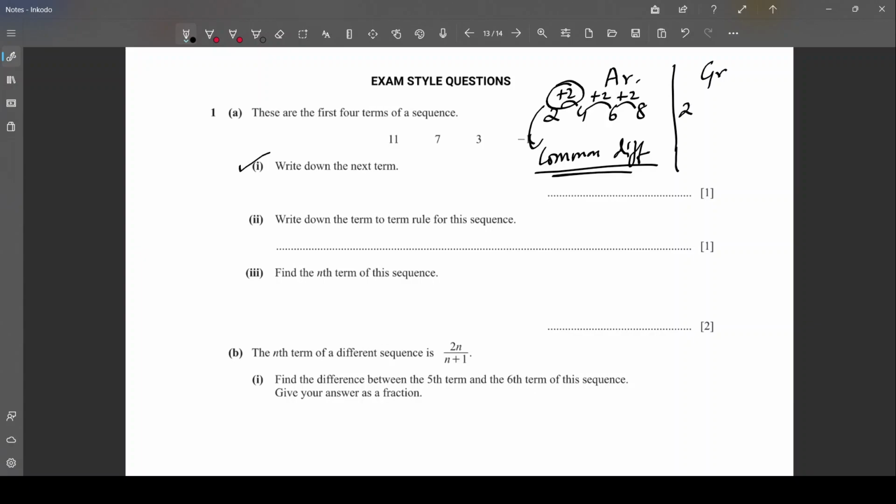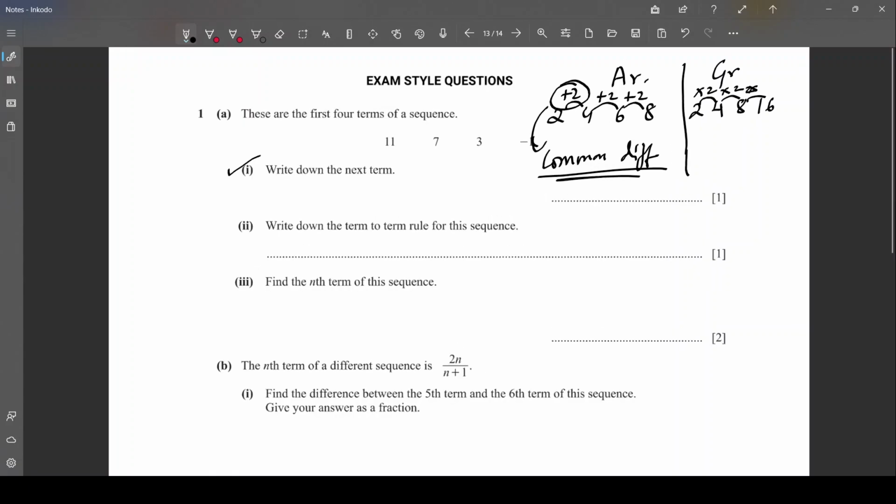Let's say the multiplication is there. Let's say it's 2, 4, 8, 16. You can see the sequence follows multiplication of 2. So instead of calling this common difference, we'll be calling it common ratio. And it can also be division. Here this can be either subtraction or addition. Here it can be either multiplication or division. So this is the basic difference between the arithmetic and the geometric sequence.